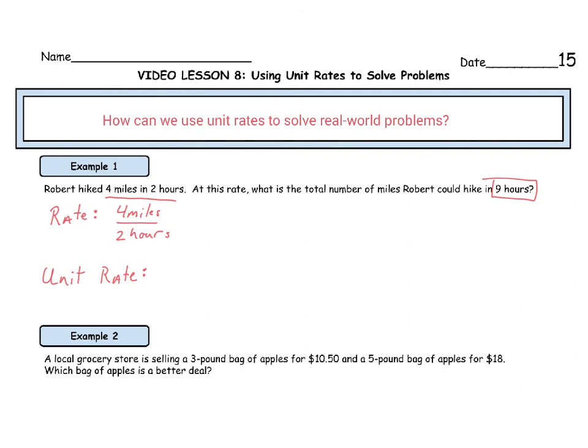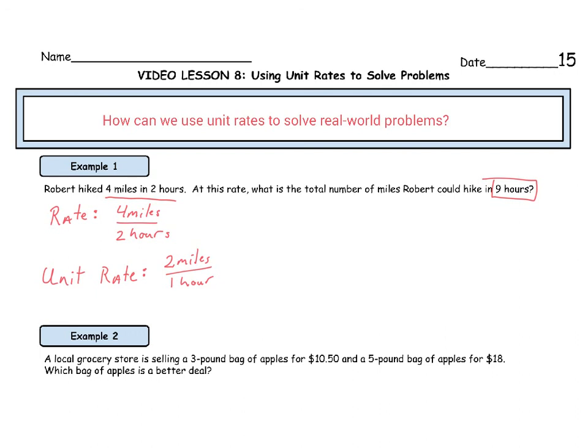So I set up our rate using a fraction of 4 miles per 2 hours. In order to find the unit rate, we have to divide 4 by 2. 4 divided by 2 is 2. That being said, Robert hikes 2 miles for every 1 hour. In other words, he hikes 2 miles per hour.